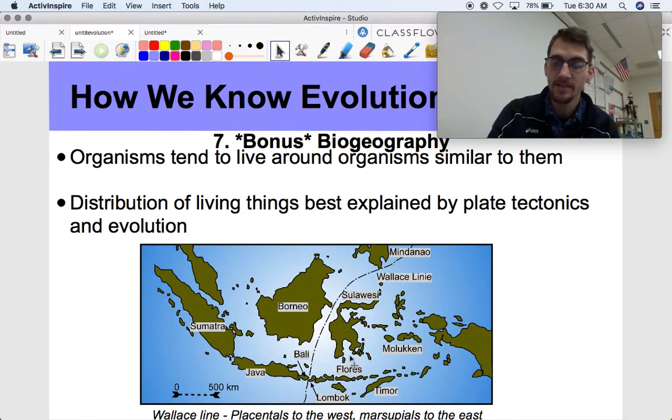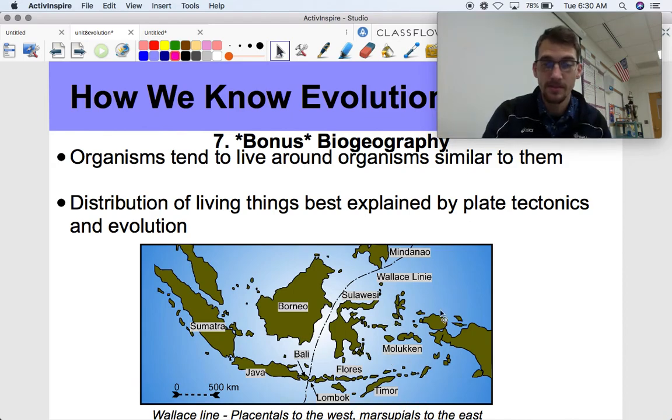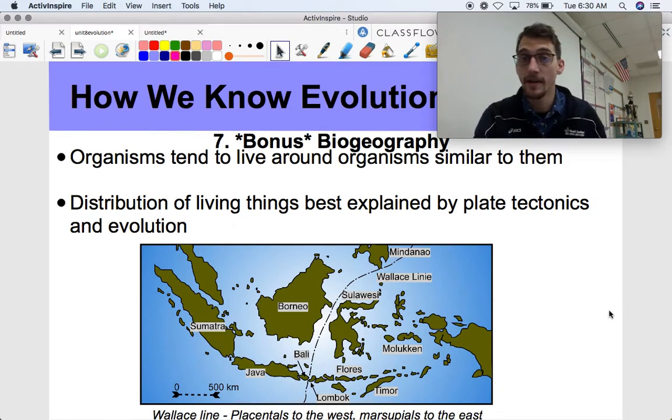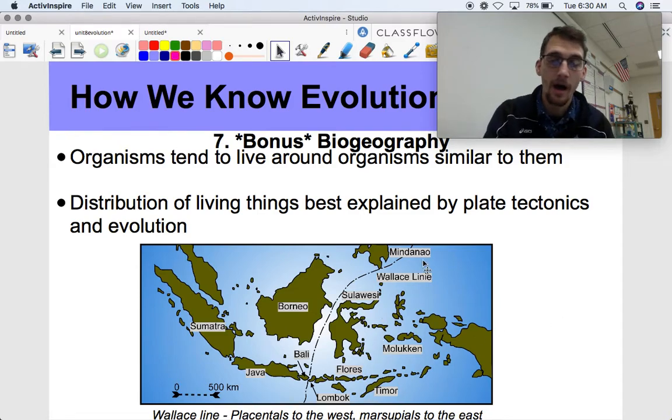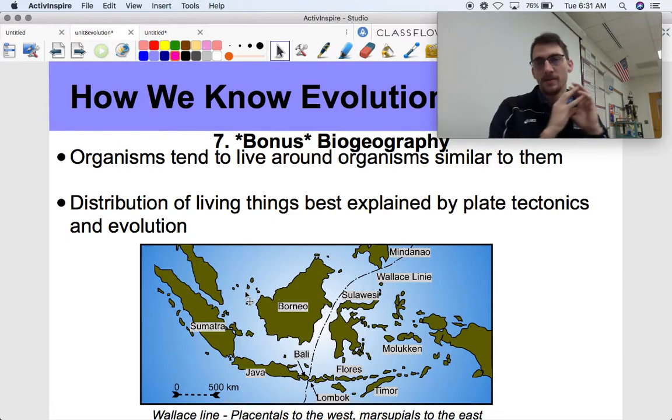Alfred Russel Wallace was actually studying in Indonesia here and found out that all the mammals on the eastern shores of Indonesia were marsupials, and all of these were placentals, regular mammals. Marsupials are animals that carry young in their pouch, right? So this is suggesting here that marsupials evolved separately on a separate land mass than the placental mammals, and that is one other example of evolution here. Why else would marsupials be in one place and placentals be in the other? And that is our last form of evidence here.